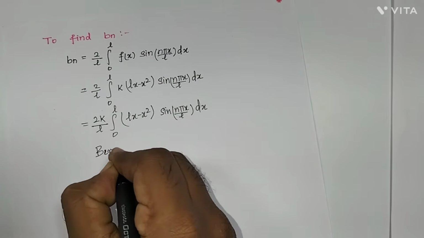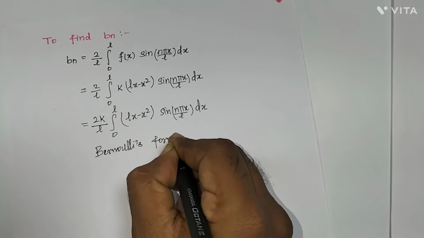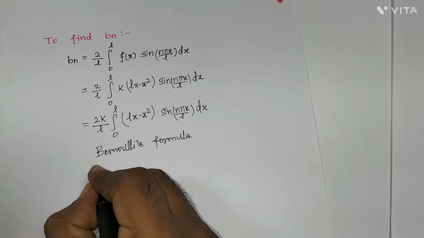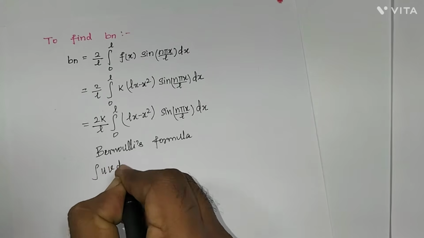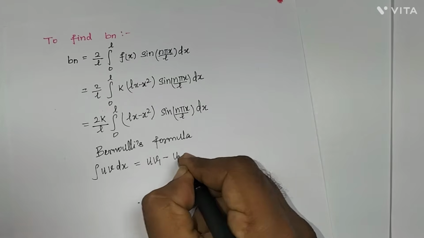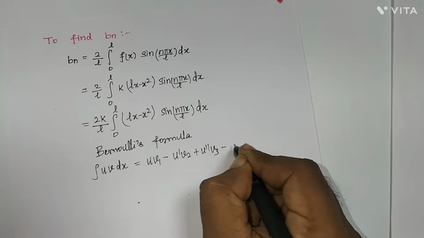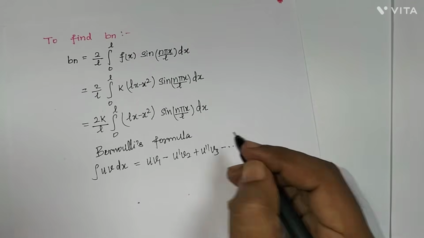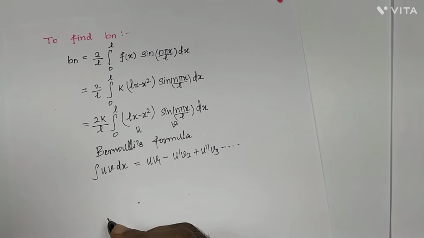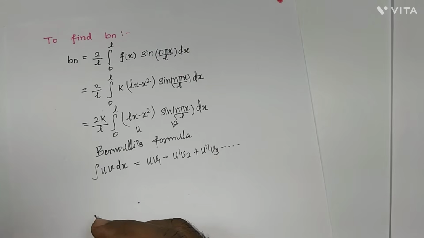Already you know Bernoulli's formula. When can we apply Bernoulli's formula? When differentiation exists, we can apply this Bernoulli's formula. The formula is integral uv dx equal to uv1 minus u dash v2 plus u double dash v3. Like that we can write infinite number of terms. In this integral term, the first one I am taking u, the second one I am taking v. So algebraic term u, trigonometric term v. U represents differentiation, v represents integration.